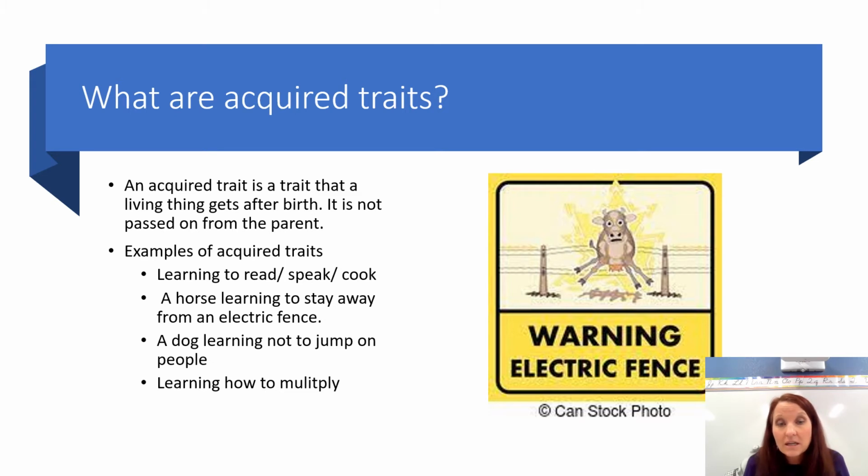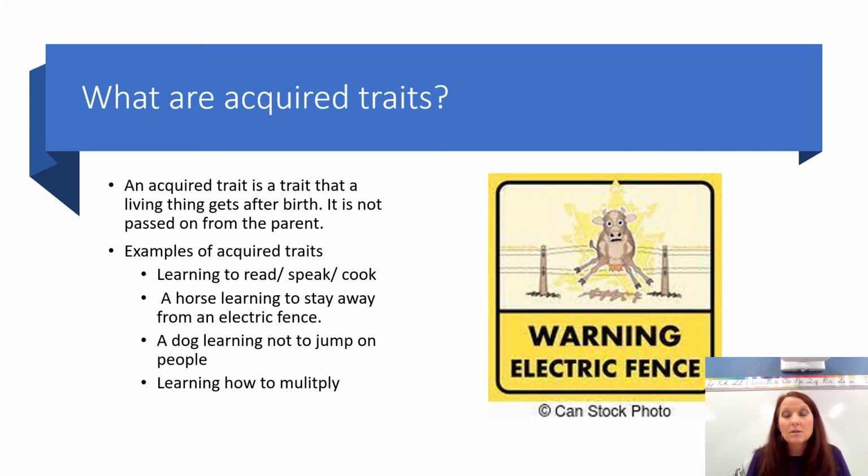Learning to read, to speak, to cook. Maybe a horse that's in a corral or a fenced area with an electric fence. Maybe they touched the fence one time and realized, oh, I'm not supposed to do that. And they stay away from the fence after that because they know if they touch the fence, they could get shocked. So a horse learning to stay away from an electric fence is an acquired trait.